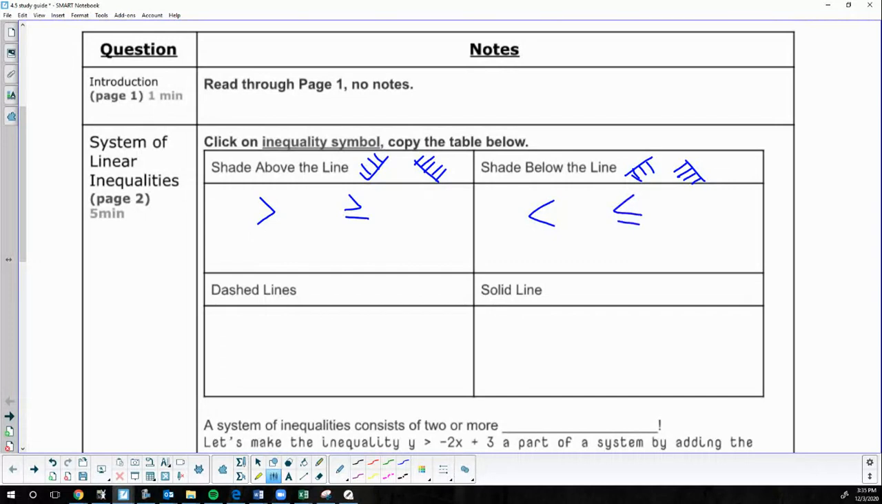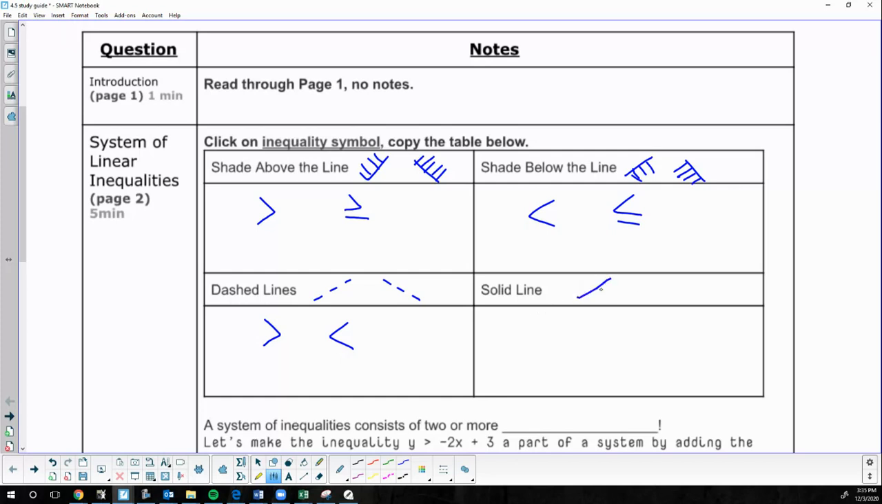Next, we have the type of line that we're going to draw. Dashed lines look like this. And we do a dashed line when we see either the greater than or the less than symbol. So it's not always going to be the same top to bottom. Okay, if there's no line underneath, it is a dashed line.